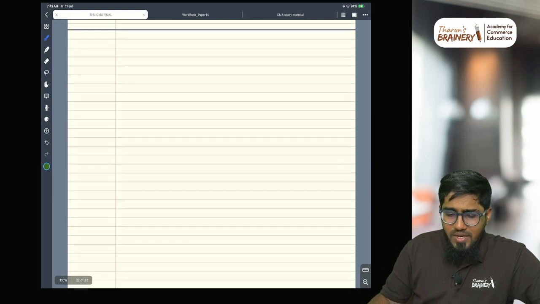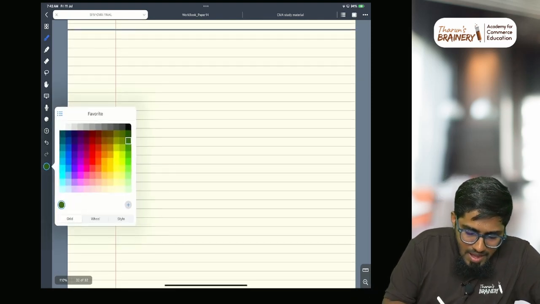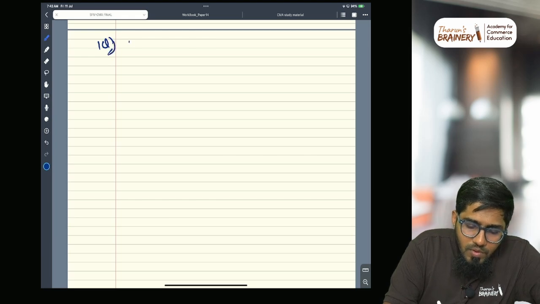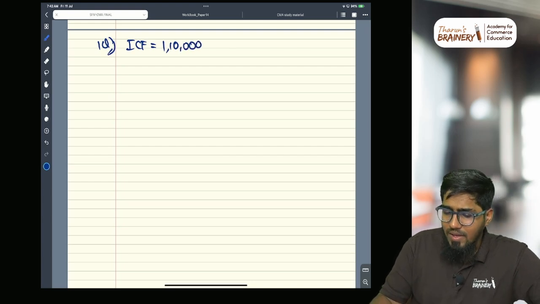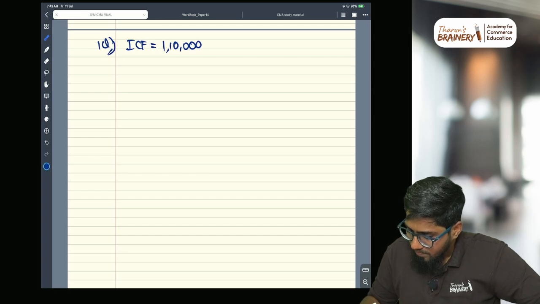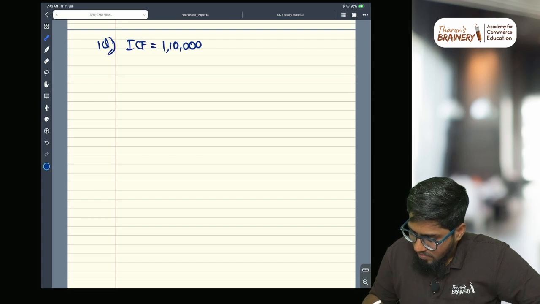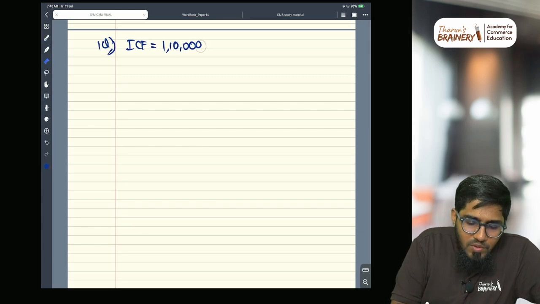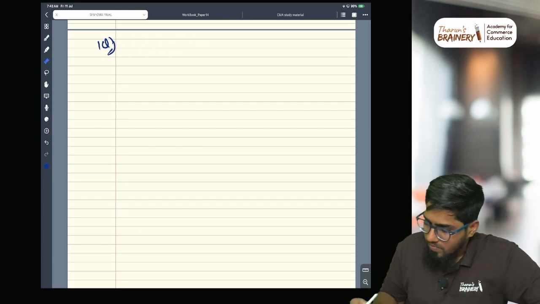Since you're understanding, I also want to give you one question. Initial cash flow is equal to 1 lakh. Just 1 minute. I will give you one question and I want you to solve that.